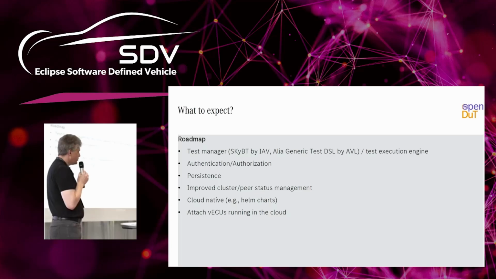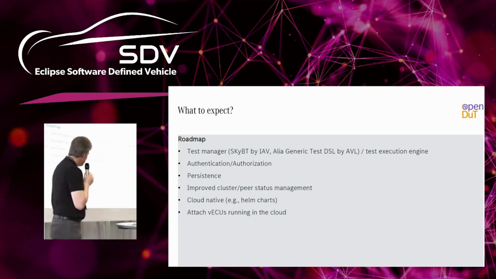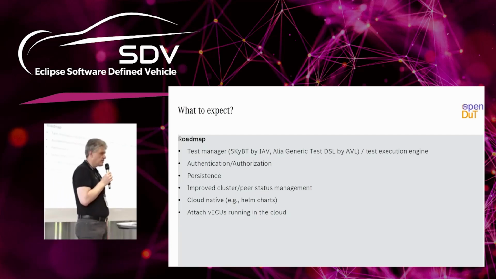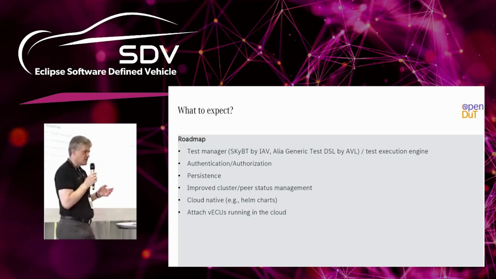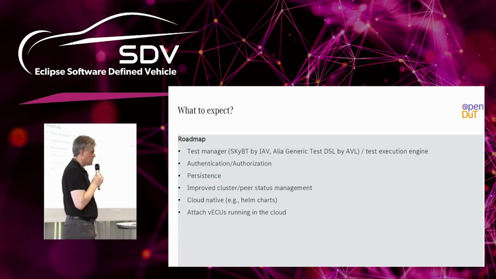Authentication is pretty much completed. Only some few optimizations still can be added. But authorization is something that we need to think about. We need some role-based access control to the different resources. And this is something that we still have to provide.